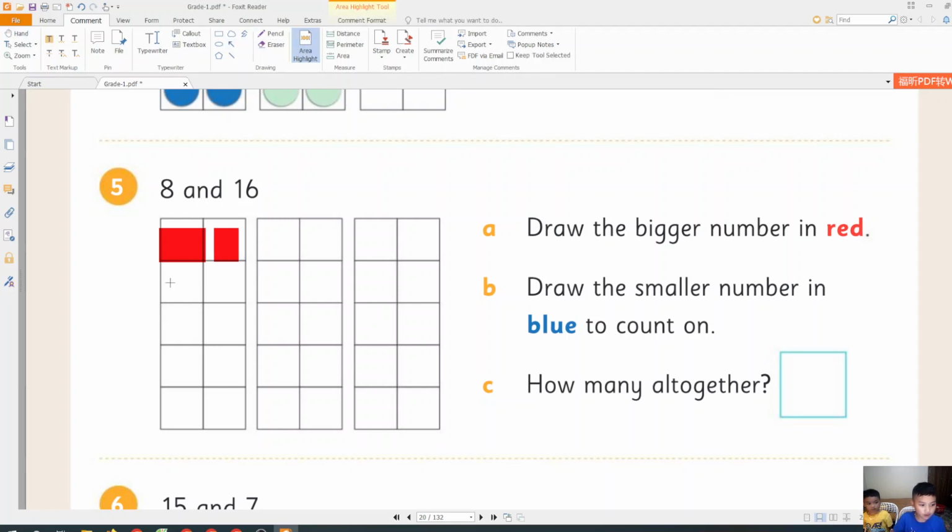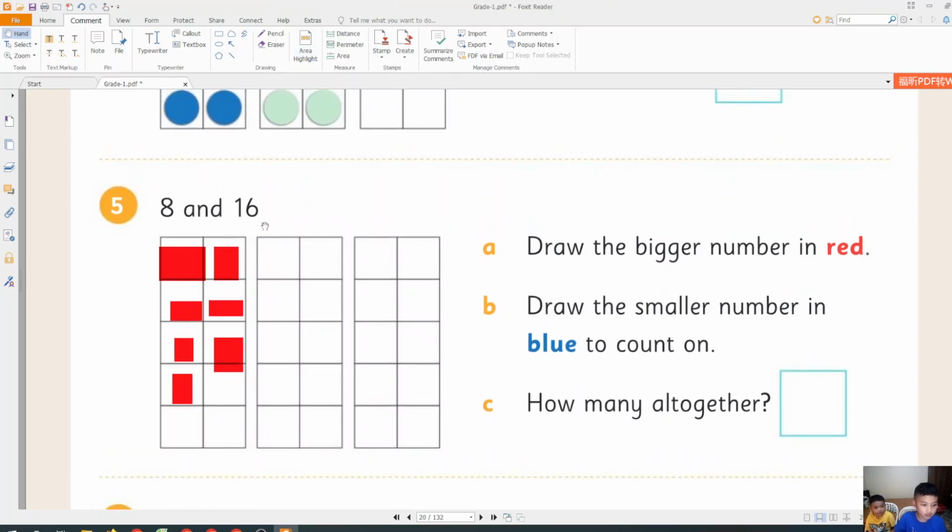Let's draw 16. The bigger number. 4, 5, 6, 7, 8, 9, 10, 11, 12, 13, 14, 15, 16. Now, next, we will draw the smaller number in blue to count on.